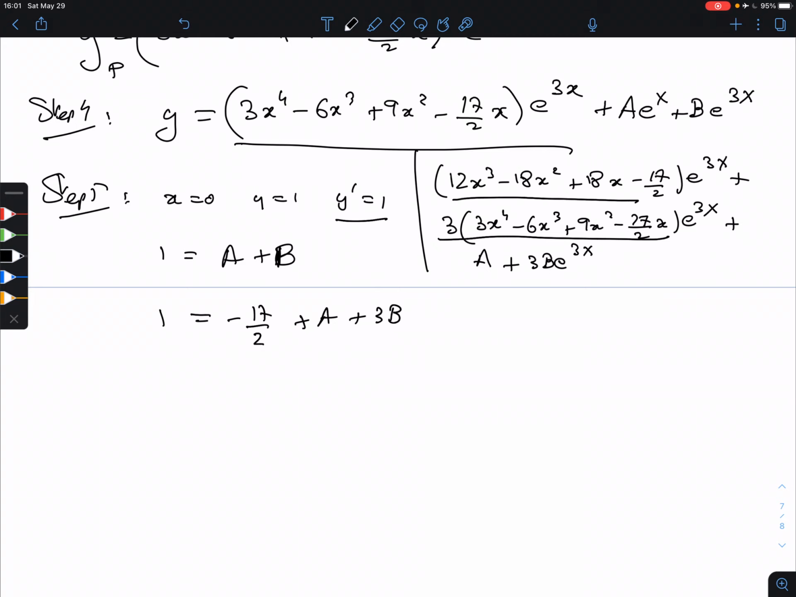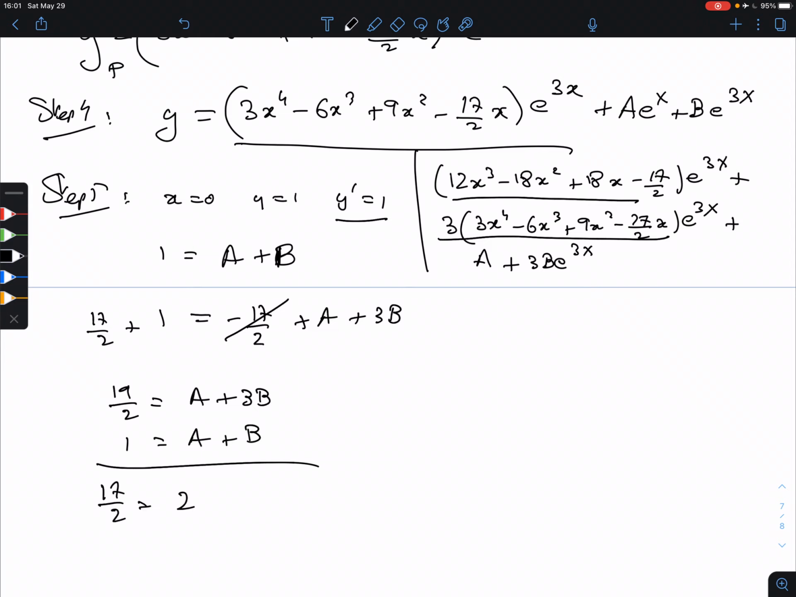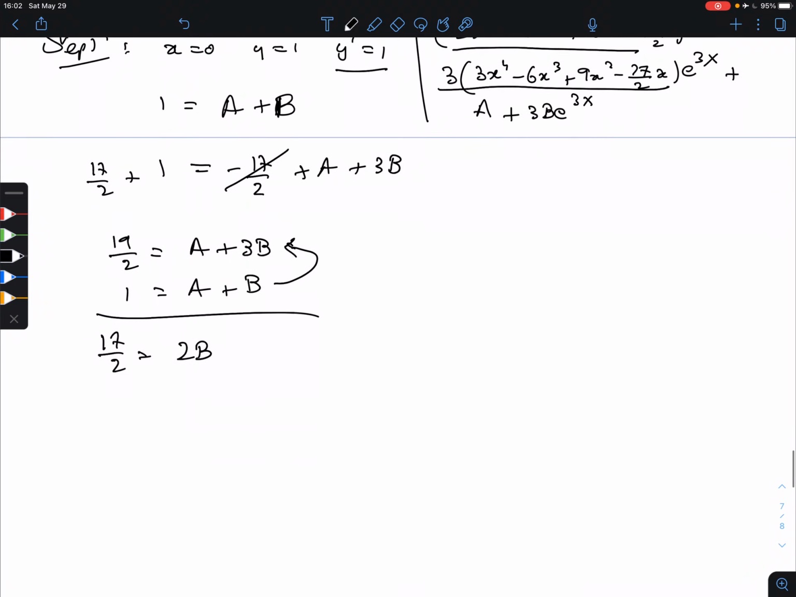So now we bring this to the other side. So this is plus 17 over 2, right? So this would be 19 over 2 equals a plus 3b, and 1 equals a plus b. So we can subtract the bottom from the top. 19 halves minus 2 is 17 halves equals 2b. So I'm subtracting this from, right? I'll write it this way now. So we see that b is 17 fourths.